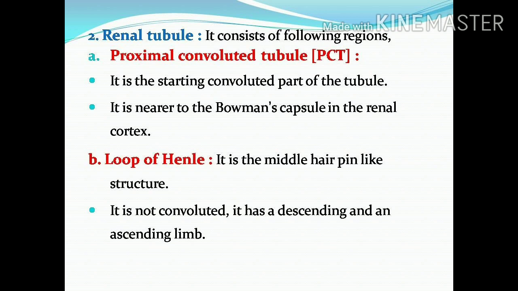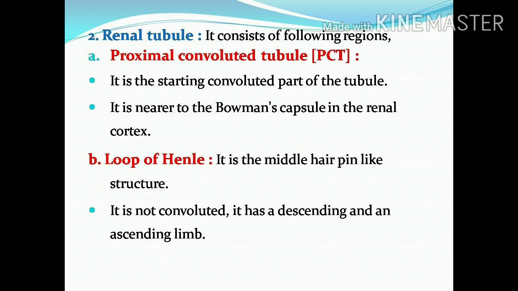Next part, loop of Henle, or Henle's loop. It is a middle U-shaped part of the tubule. It looks like a hairpin-like structure. It is not convoluted. It is a straight line structure. Convoluted means a coil-like structure, and it is not a coil-like structure. It is straight, so it is not convoluted.